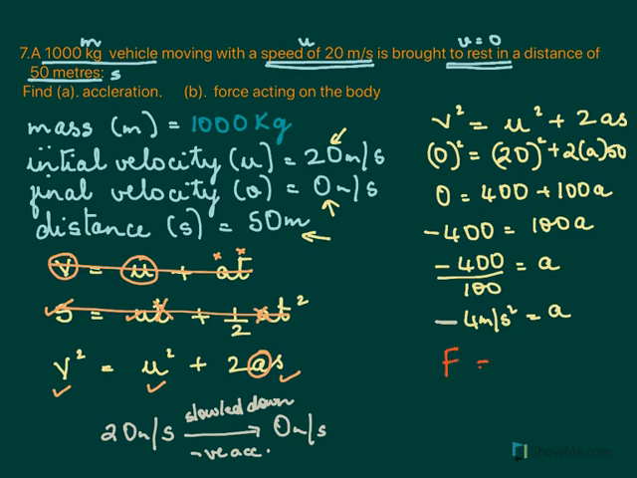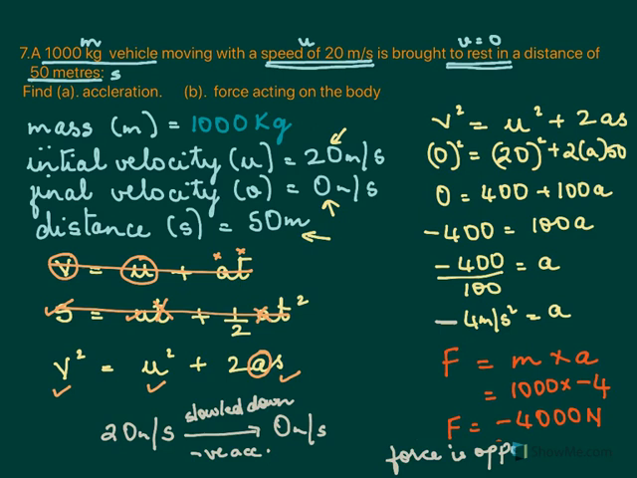Now we go ahead and find the force. Force is mass into acceleration. We saw the mass is 1000 and the acceleration is minus 4. So our force is minus 4000 newtons. Again we got our force negative because it was a retardation. Here the force is acting opposite to the motion. Hence we got it negative. There is retardation. The body is slowing down. We need to write here force is opposite to motion. Hence the negative sign. It is called a retarding force.